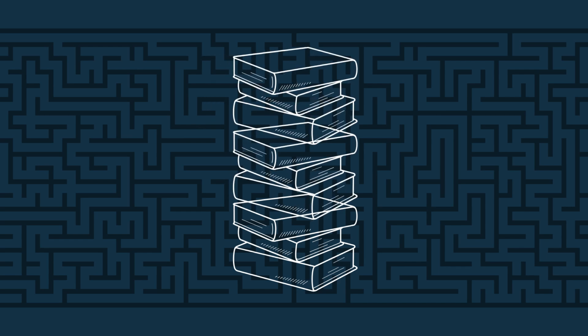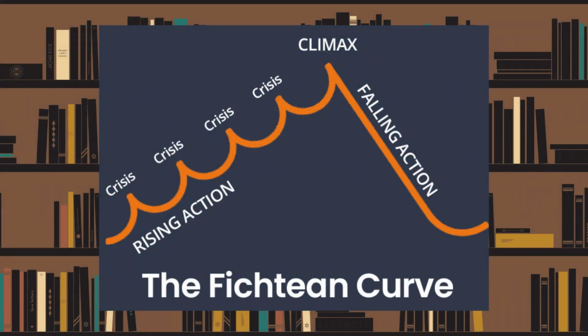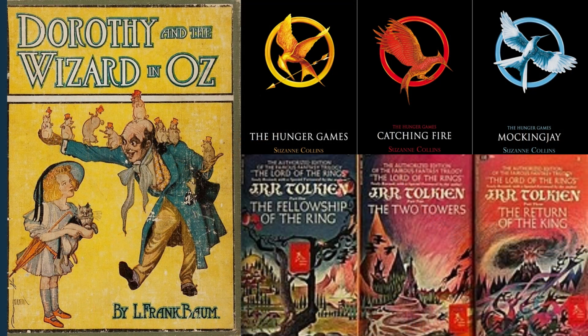create a well-plotted saga. One way to approach this is to implement the Fichte curve theory of story development. This contains all the elements already described, except exposition is provided through a series of crises, or trials, that the protagonist must endure before they reach their final trial. You might think of The Wizard of Oz, or The Lord of the Rings, and the Hunger Games trilogies.